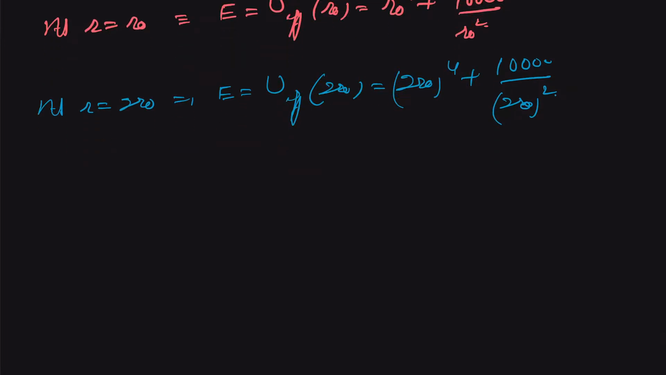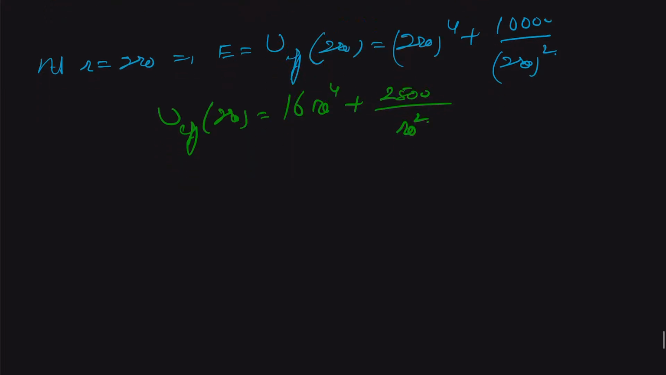And we can solve this part a little bit. So we will get U effective of twice R0 as 16 times R0 to the power 4 plus, and this will come as 4, so 10,000 divided by 4 will be equal to 2,500, divided by R0 square. Okay. And we know that this is basically conservation of energy. Therefore, we can equate them.